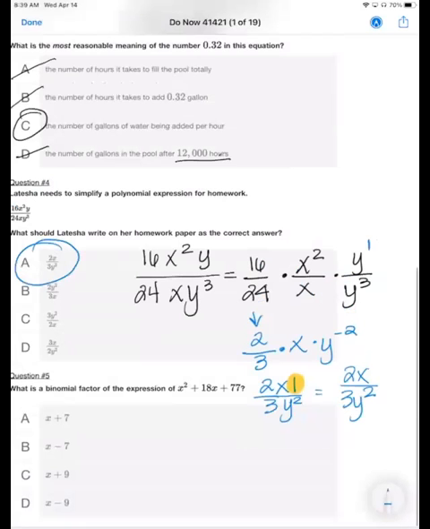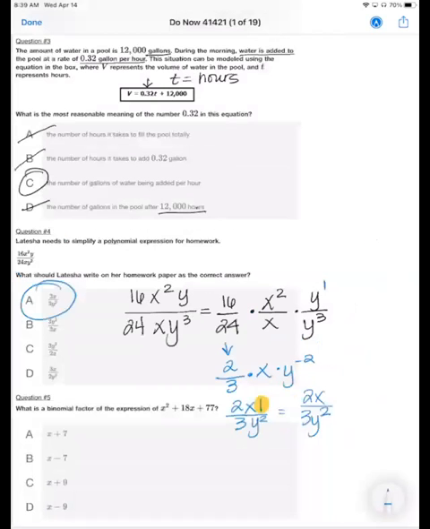All right, and lastly, it says, what is a binomial factor of the expression x squared plus 18x plus 77? So remember, a binomial is with two terms, so all of these are binomials. What you could do is go ahead and factor this trinomial in order to see which binomial would work. So let's go ahead and see what are the factors of 77 that would give me 18, all right? So the factors of 77, I know that 1 times 77 is 77.